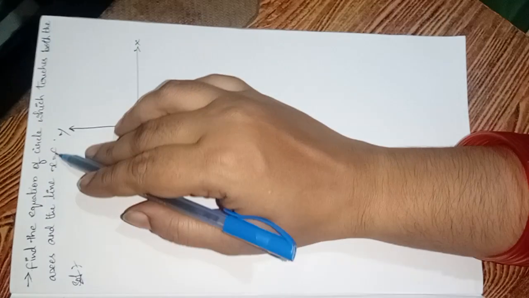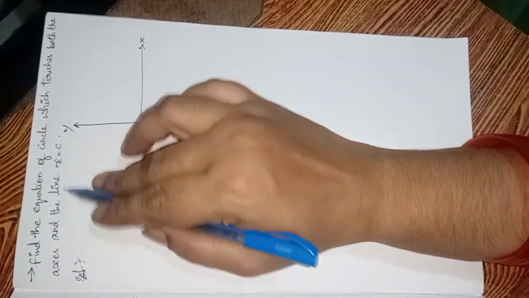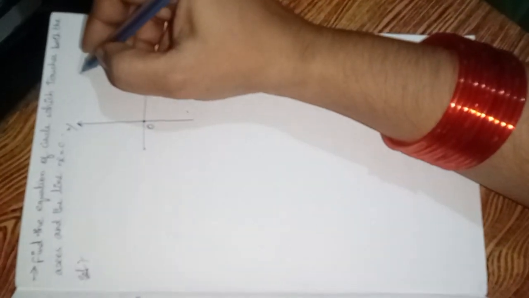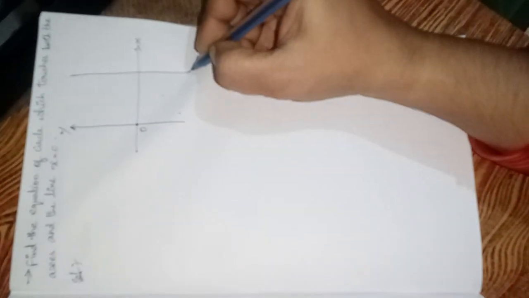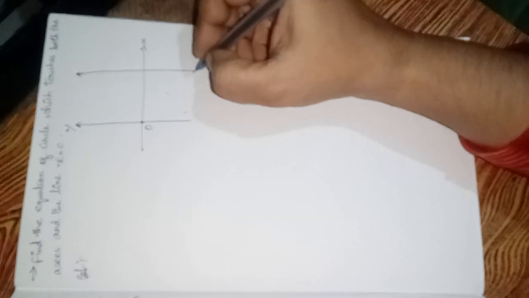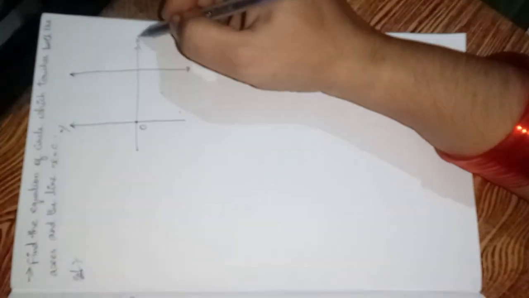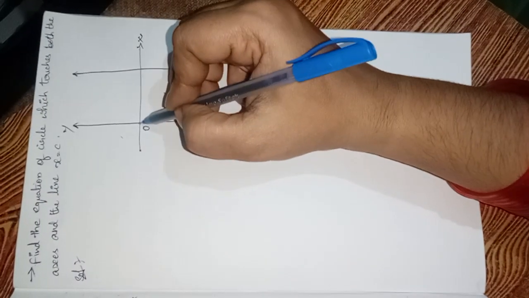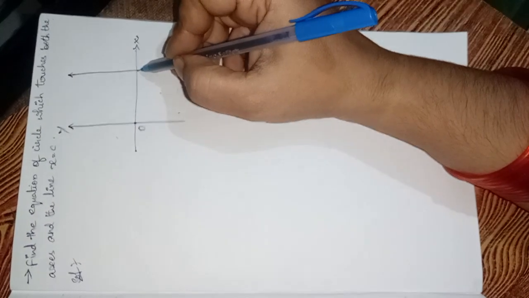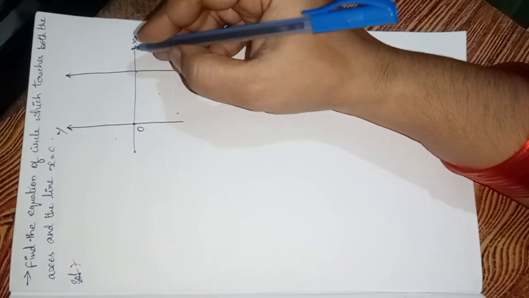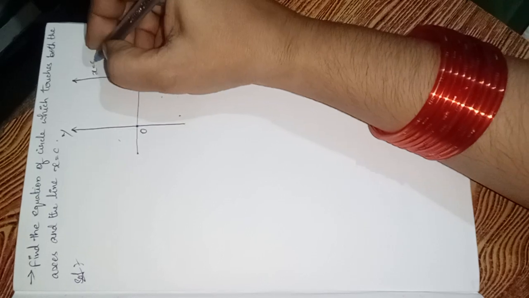Here it is given that x equals c is a line, so let us draw that line also. Like this we can see the line which is x equals c. x equals c means y becomes 0, so on the x axis we have to take some value c. Like this I got, so this is x equals c.